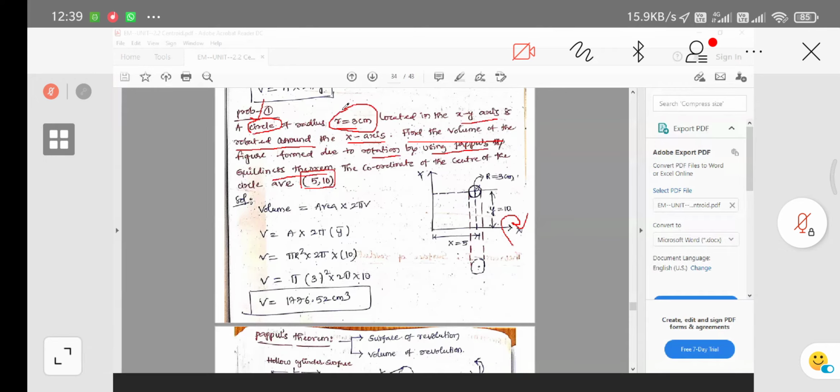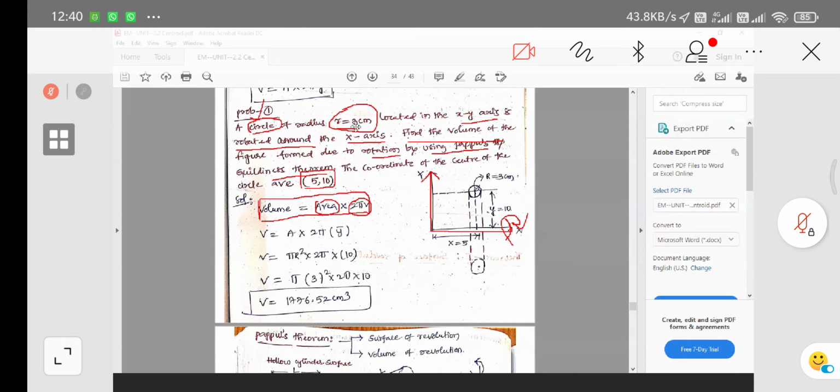So therefore, see here, how much volume is going to be generated? We know the formula: area into the distance traveled by the centroid, 2 pi r. We know this. But first of all, we will depend upon the given data. We are going to discuss those given data in a graph, that is, an xy coordinate system. We are going to plot the coordinates here.